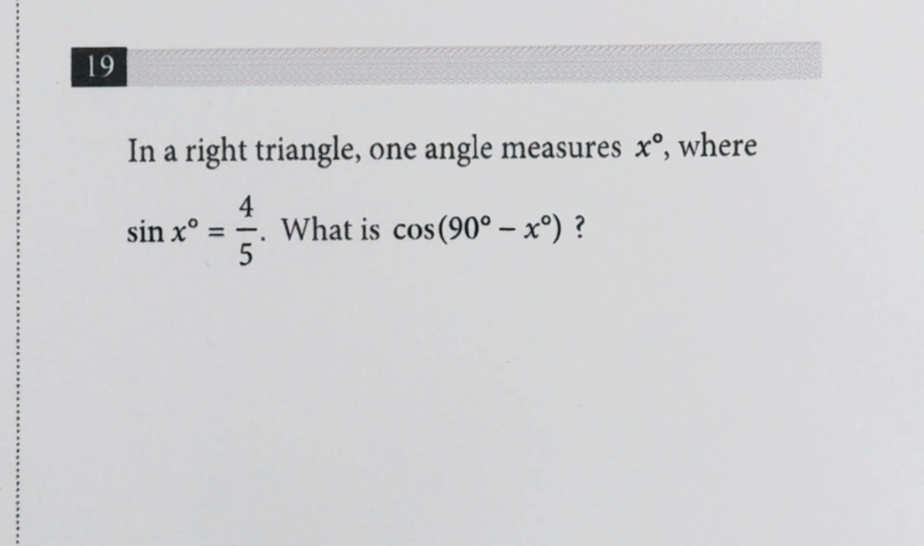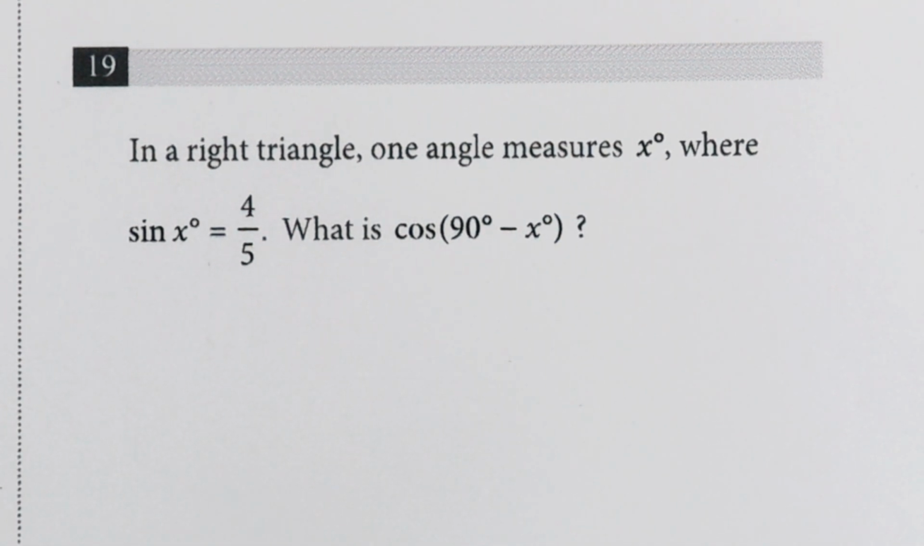Let us look at this SAT equation. In a right triangle, one angle measures x degrees, where sine x degrees is equal to 4 over 5. What is cos of 90 degrees minus x degrees?